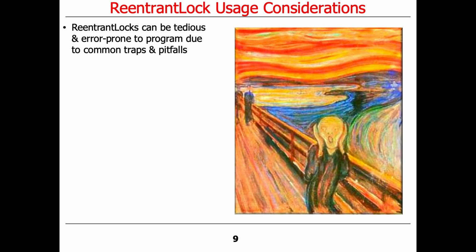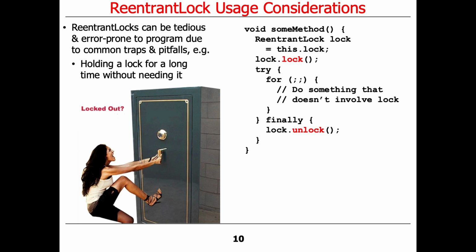As with semaphores, ReentrantLocks can be tedious and error-prone to program because of these common traps and pitfalls. So one thing is you might grab a lock, do something that doesn't really require the lock to be held, and hold the lock for a long time, and then you're just kind of locking other threads out from doing anything useful while you have the lock held.